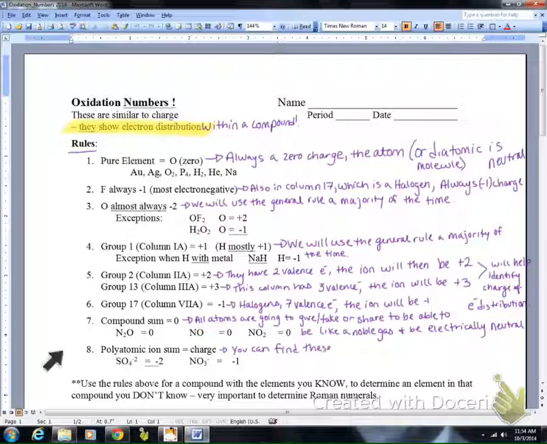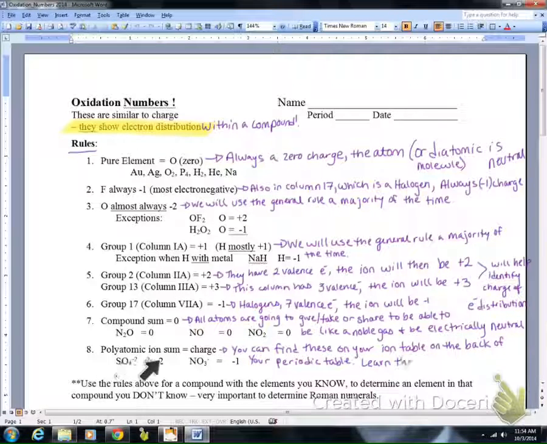Polyatomic ions are going to have a charge, and you can find these ions and charges on the table on the back of your periodic table. For SO4 2-, for example, the total charge would be -2. For NO3 1-, the total charge would be -1. So use your ion chart when dealing with polyatomic ions. Polyatomic means many atoms, and you do need to learn these names and charges to make your life easier when writing chemical formulas and chemical reactions.